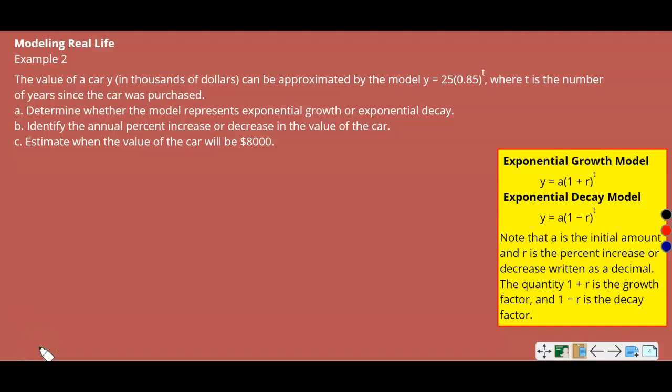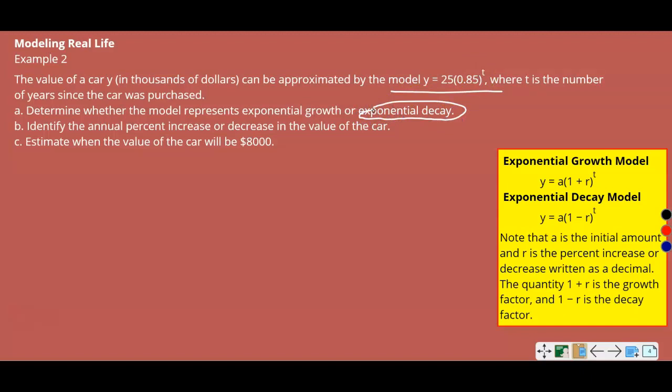A part says determine whether the model represents exponential growth or decay. So if we look at the model again, we see that b, remember this is a and this is b, b is greater than 0 but less than 1, so this represents exponential decay. So this one is exponential decay.